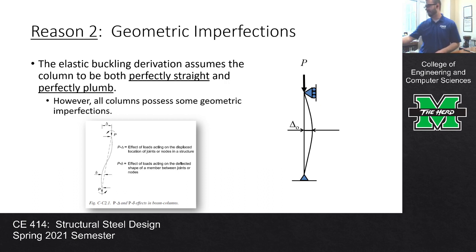I mean, let's see, for a 12-foot column, that's like a quarter of an inch. Let's see, 12 by 12 divided by... Yeah, that's like a little over a quarter of an inch in 12 feet. That's not very much, but can it affect the capacity? Oh, you bet, absolutely.